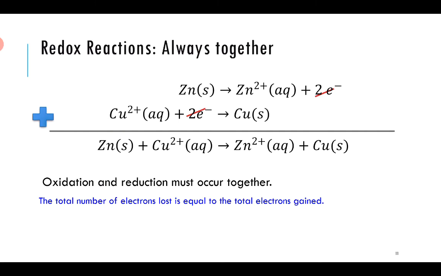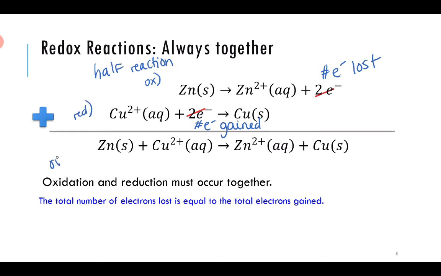It's important to remember that oxidation and reduction always happen together. And so the number of electrons lost has to equal the number of electrons gained. These are what's known as half reactions. They only tell us what is happening on either the oxidation half or the reduction half.